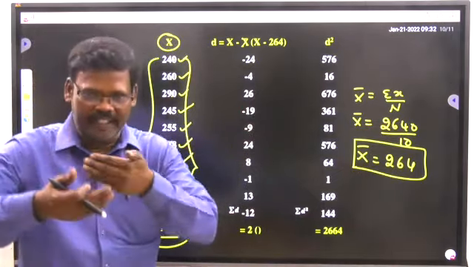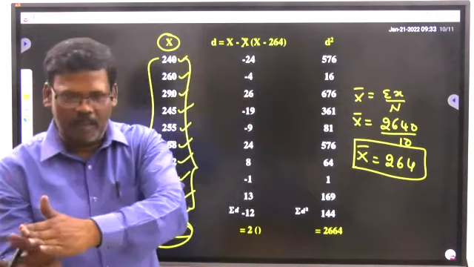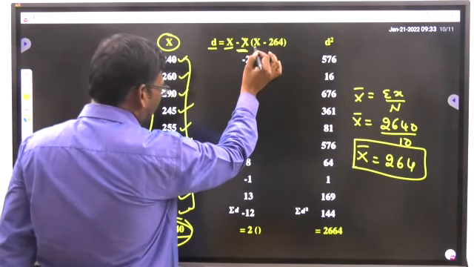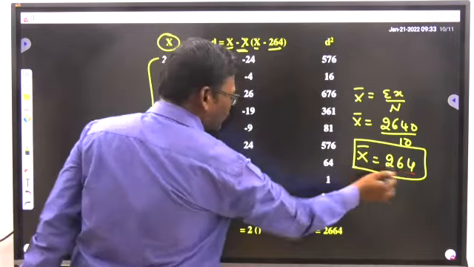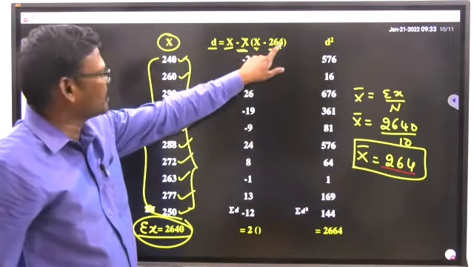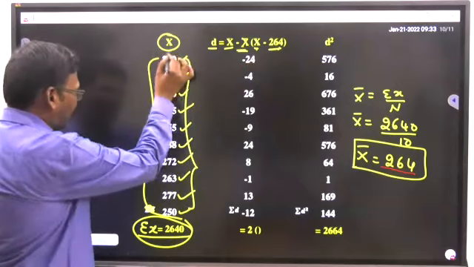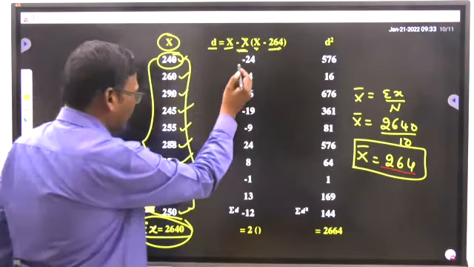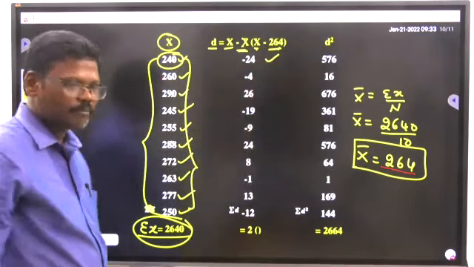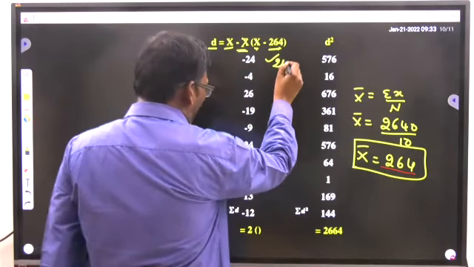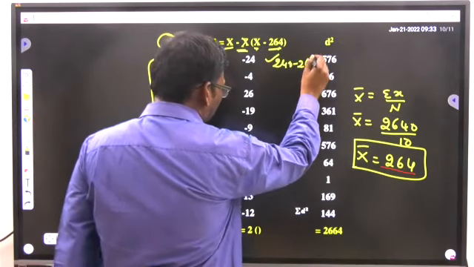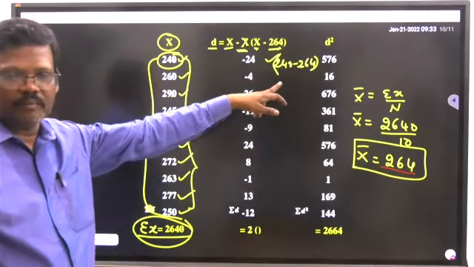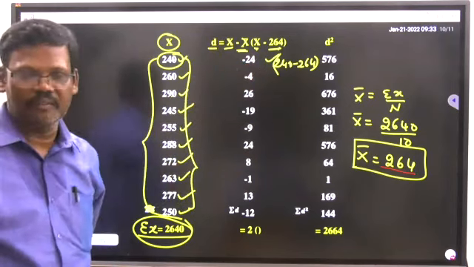Then we have to find the deviation. Deviation is nothing but x minus x bar. How much is x bar? 264. So it is x minus 264. This is the x, and this is the 264. 240 minus 264 is minus 24.